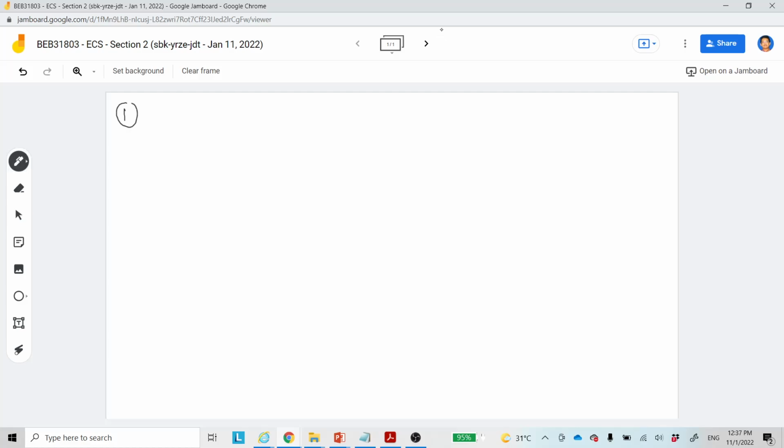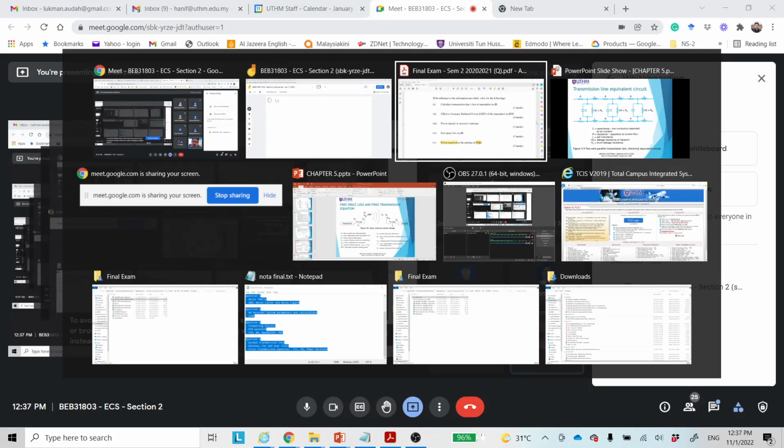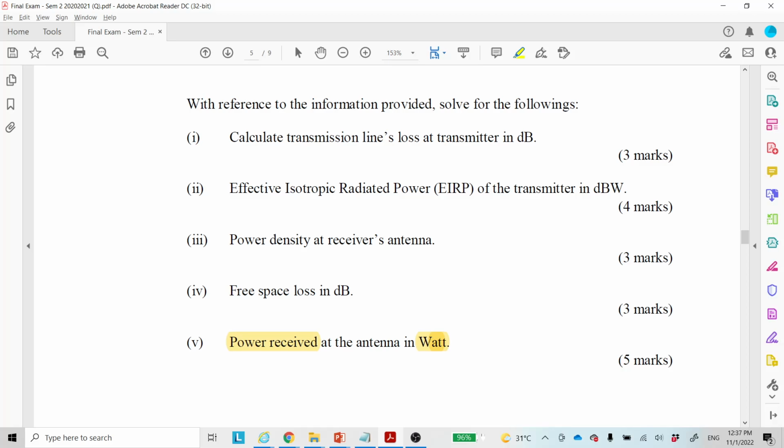Okay, before I start, student, can you respond? Can you see my screen? Can, doktor. Okay, thank you for the response. Okay, soalan pertama dia tanya berapakah nilai LT? LT dalam decibel. So we want to find the losses of the transmitter transmission line in terms of decibel.